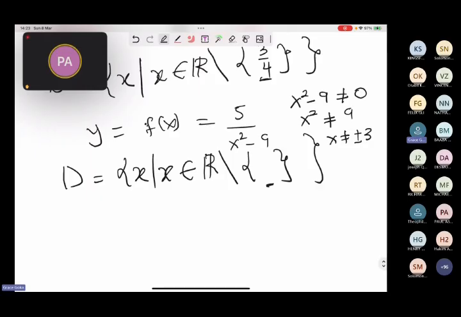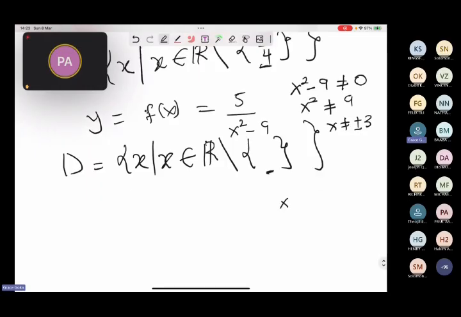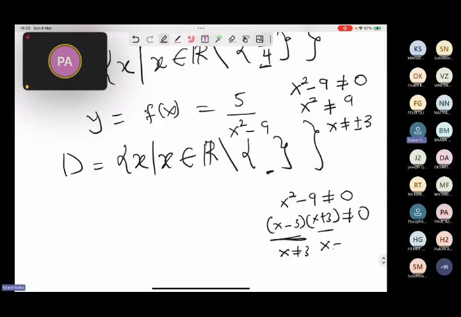The other way of solving it is, if you have x squared minus 9 not equal to 0, you can group this as x minus 3, x plus 3. This must not be equal to 0. You pick the first: must not be equal to 0 means x cannot be equal to 3. You pick the second: must not be equal to 0 means x must not be equal to minus 3. So in both cases, you get the same result. It's up to you to decide which one you want to go with. That is an aside work.